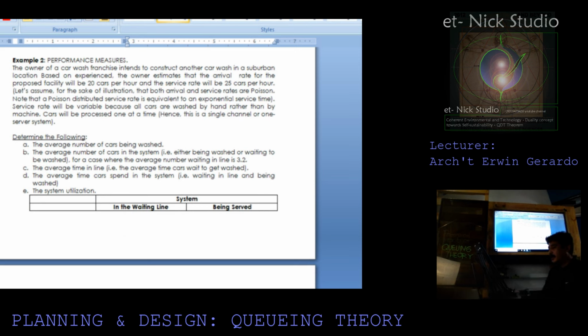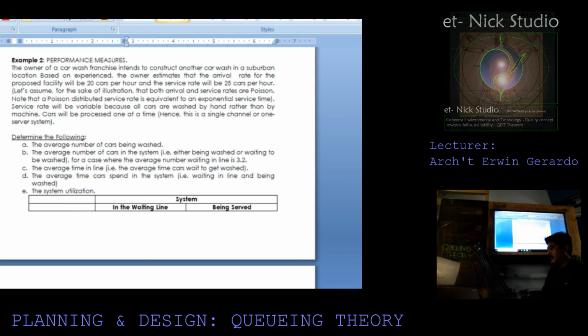Example number 2 is the performance measures. The owner of a car wash franchise intends to construct another car wash in a suburban location. Based on experience, the owner estimates that the arrival rate for the proposed facility will be 20 cars per hour, and the service rate will be 25 cars per hour.